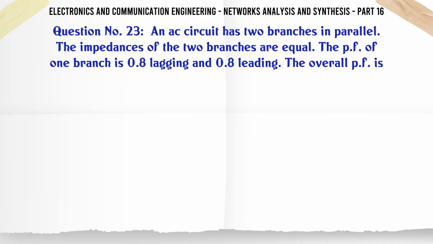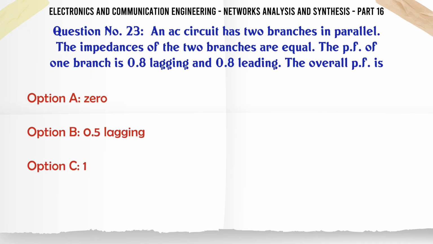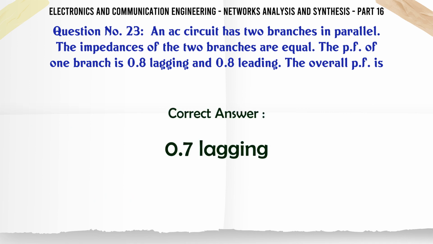An AC circuit has two branches in parallel. The impedances of the two branches are equal. The PF of one branch is 0.8 lagging and the other 0.8 leading. The overall PF is: A. 0, B. 0.5 lagging, C. 1, D. 0.7 lagging. The correct answer is 0.7 lagging.